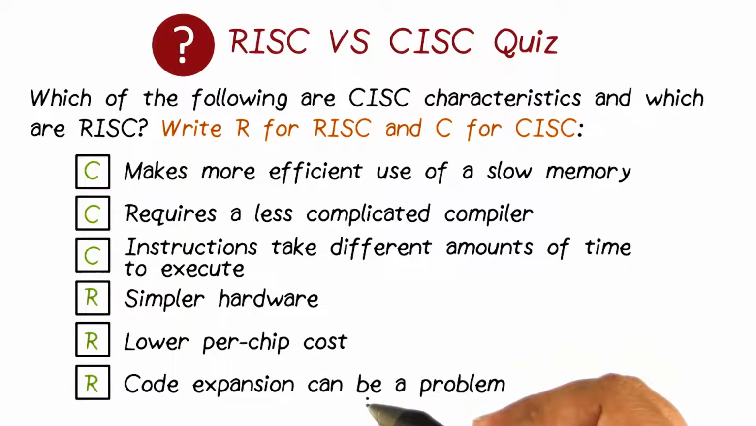Lastly but not the least, if you have to write a program in RISC and write the same program in CISC, which is going to be a longer program? The answer is, it's going to be RISC. There is going to be a code expansion in RISC because each instruction is simple. We're going to need a large number of those.